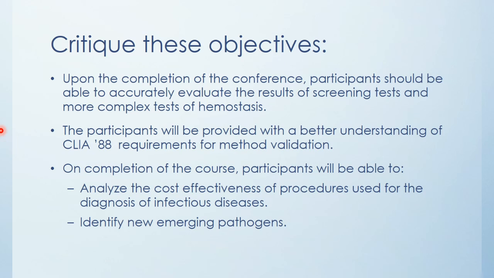The third one is on completion of the course, so we have a condition. The participants will be able to analyze the cost-effectiveness of procedures used for the diagnosis of infectious diseases and identify new emerging pathogens. This isn't a horrible objective. I wouldn't hate it, but it could be a little bit more specific. I think this would benefit from some examples right here, because new emerging pathogens is pretty vague and very broad. Is there more information? Can I have a list of ones I need to know? So this could be improved by just adding some examples.